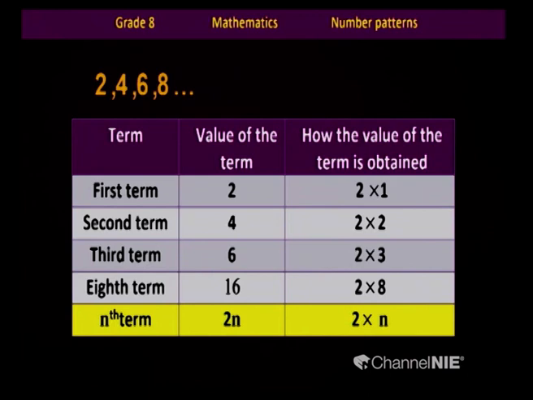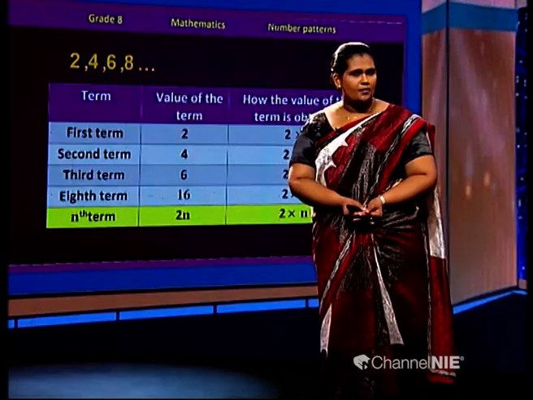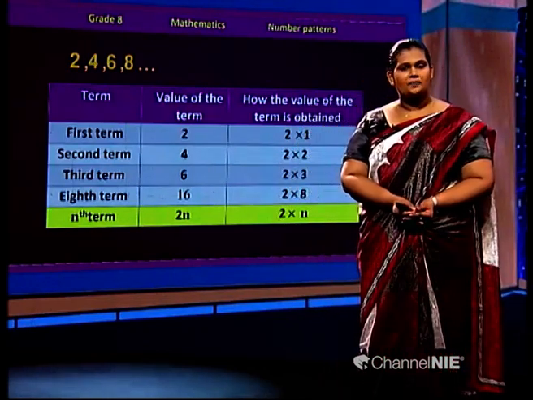So, we will check it for the second term as well. The number of the term is 2, multiplied by 2. Yes, we got the value of the second term correctly. Now, we will see for the third term. The number of the term is 3 multiplied by 2. That means 3 multiplied by 2 is 6. Yes, for the third term also we got the value of the term correctly. So, therefore, we will check for the 8th term now. Now, the number of the term is 8 multiplied by 2.